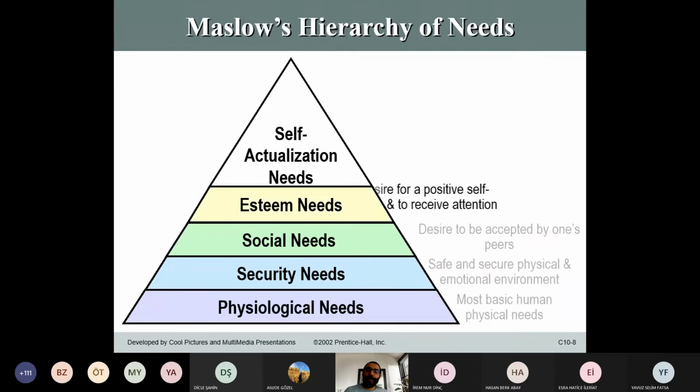What else? Then they have a desire for a positive self-image, to receive attention. I mean, esteem, self-esteem, right? Believing in himself, believing in herself, right? Believing that he is useful to the world. He can do good things, right? And the last one, self-actualization needs.